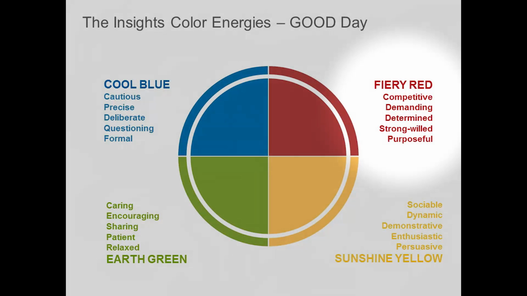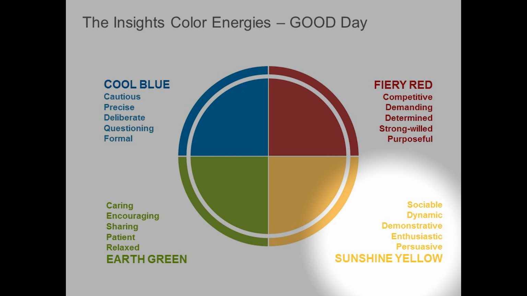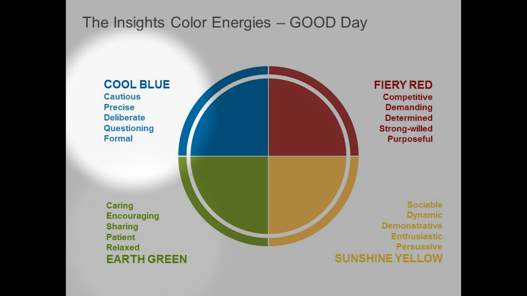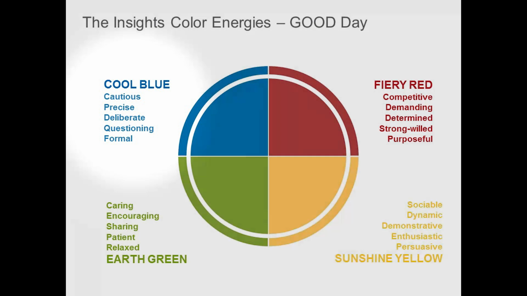Red energy is competitive, demanding, determined, strong-willed, and purposeful, about getting things done. Sunshine yellow, sociable, demonstrative, enthusiastic, persuasive, about enjoying the journey. Earth green, caring, encouraging, patient, and relaxed. And finally, cool blue, cautious, precise, deliberate, a little more questioning, and a little more formal.